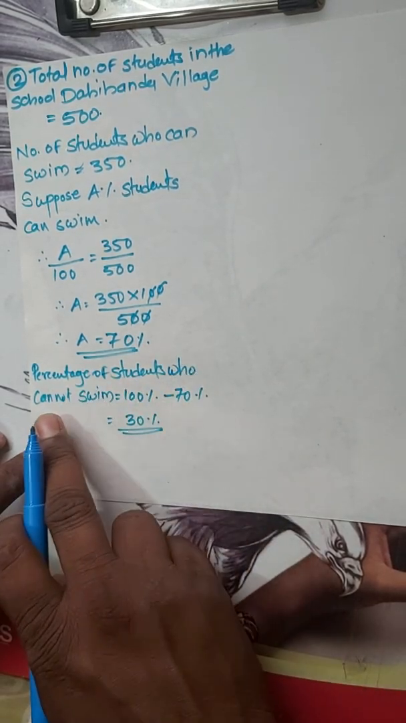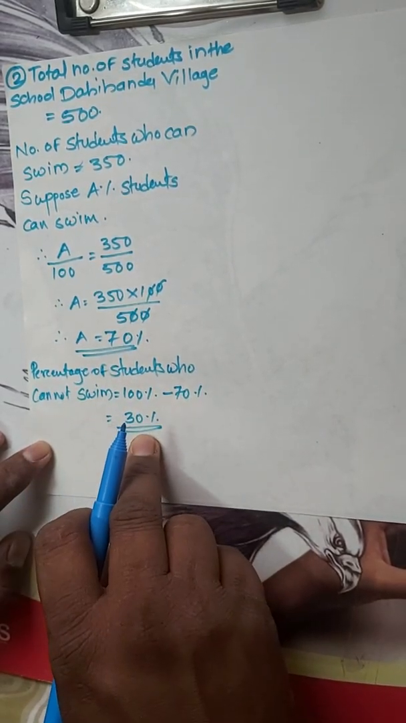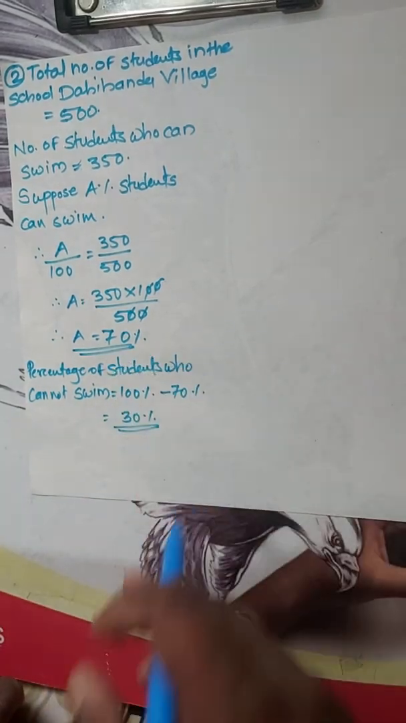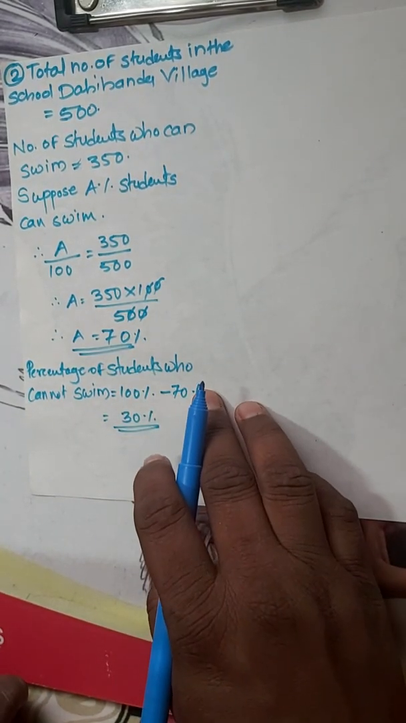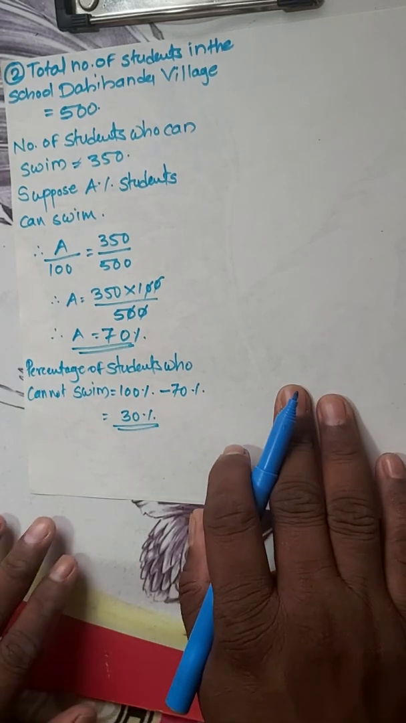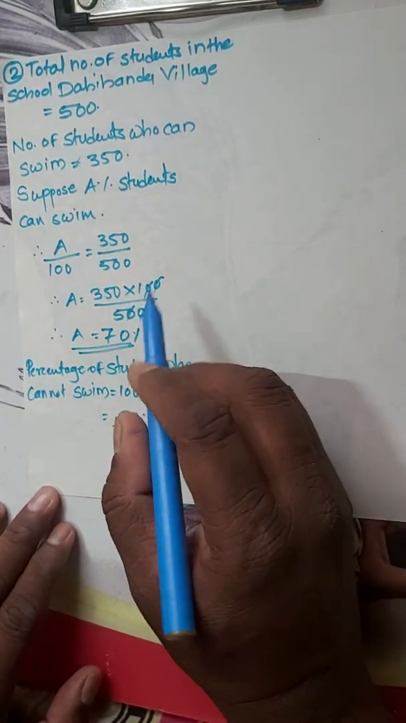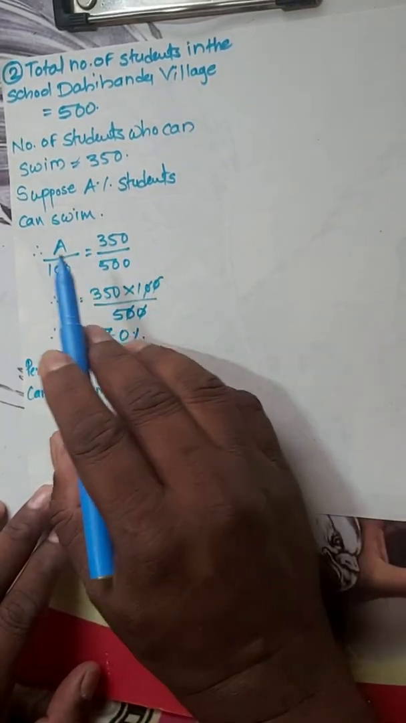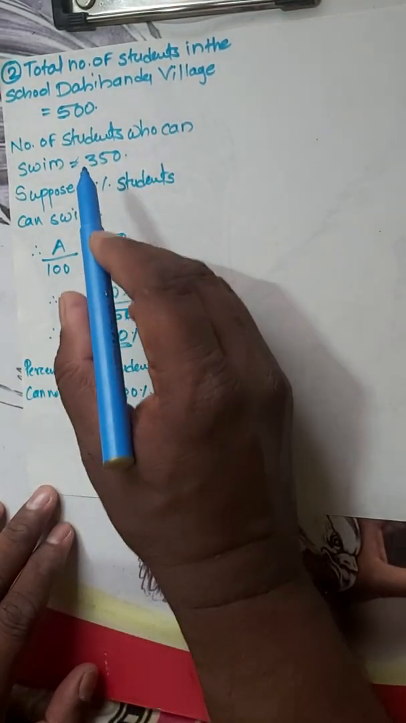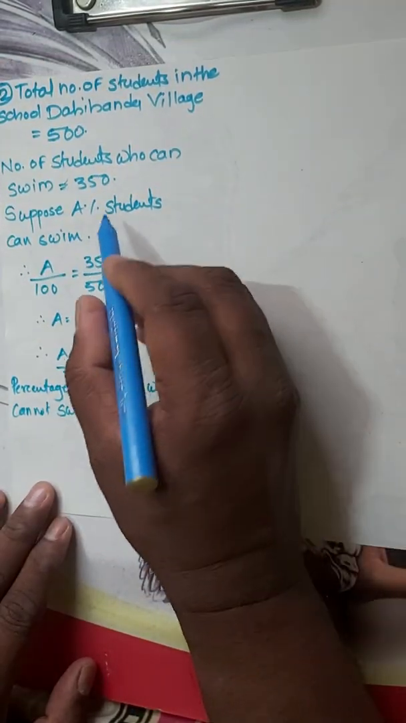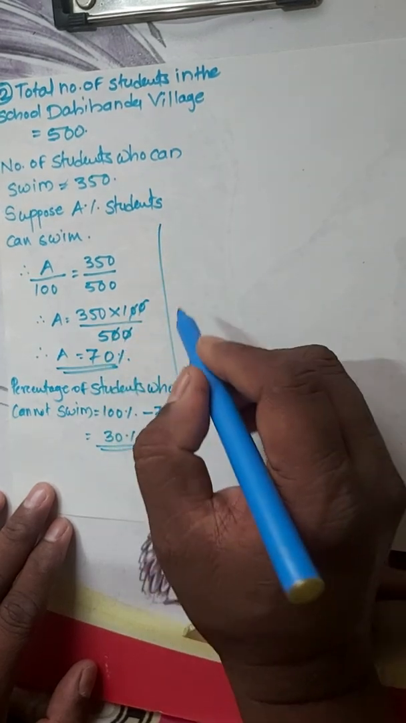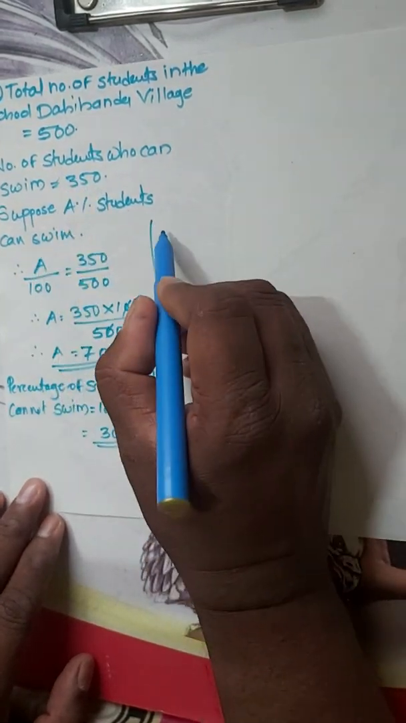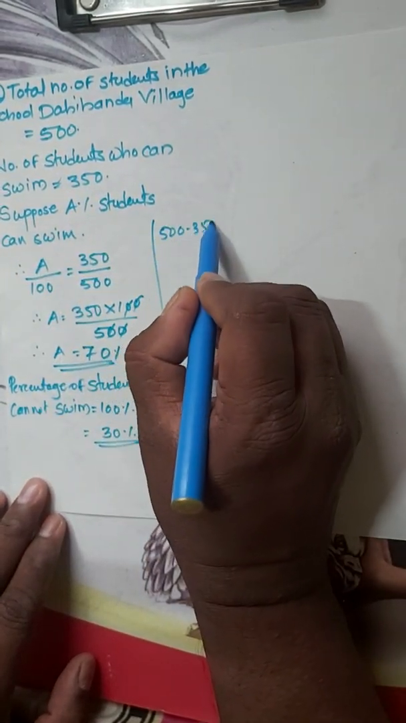Percentage of students who cannot swim. This way you have to solve. Okay, this is one method. Another method is, here you can change this. This is a method, and another method is I will write here 500 minus 350.